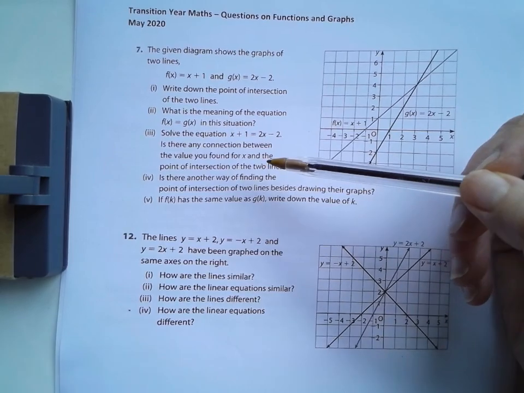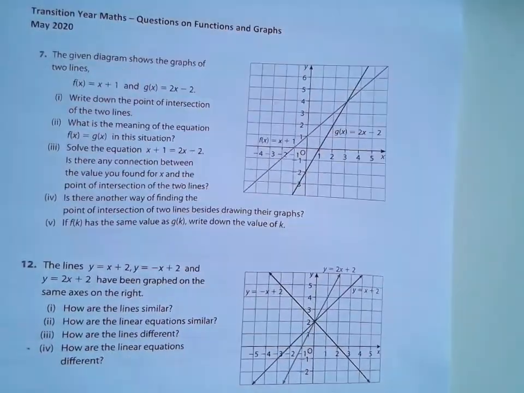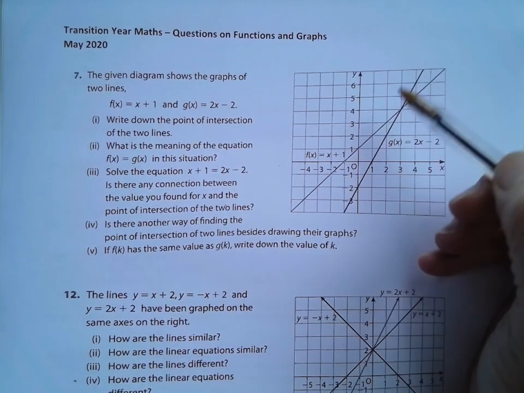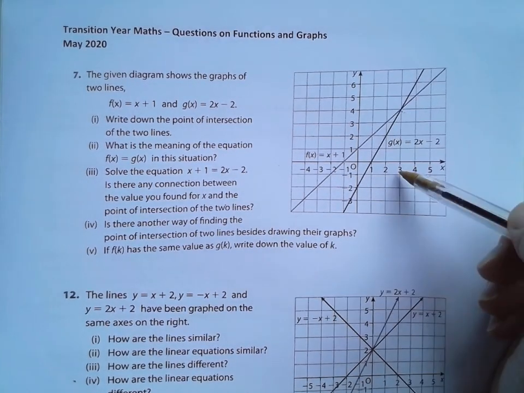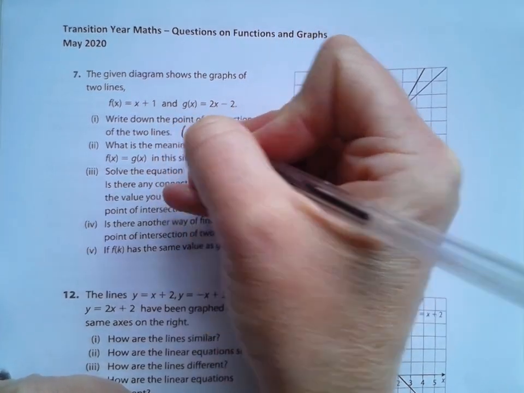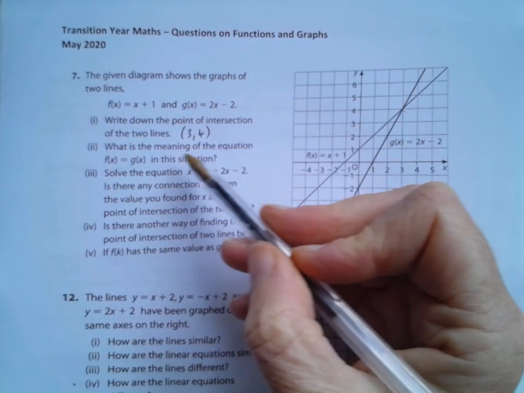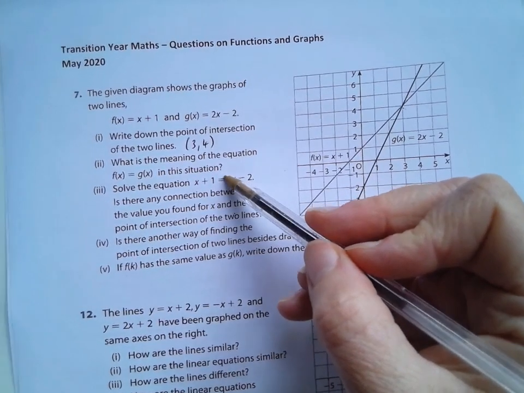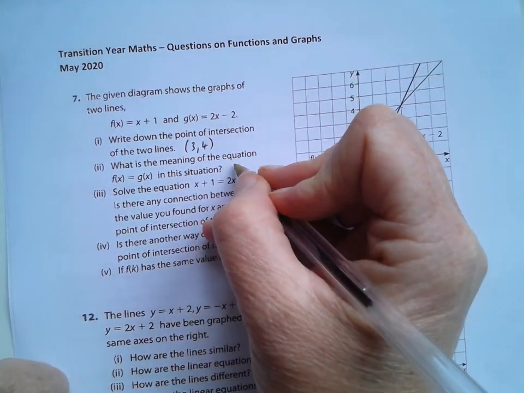Write down the point of intersection of the two lines. That's straightforward. Looking at my graph, it's this point here where the two lines meet, and that's at the point 3, 4. What is the meaning of the equation f of x equals g of x? What it means is the solution is the same to both.